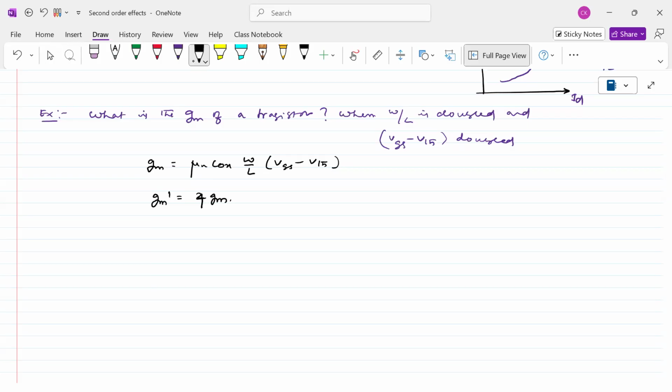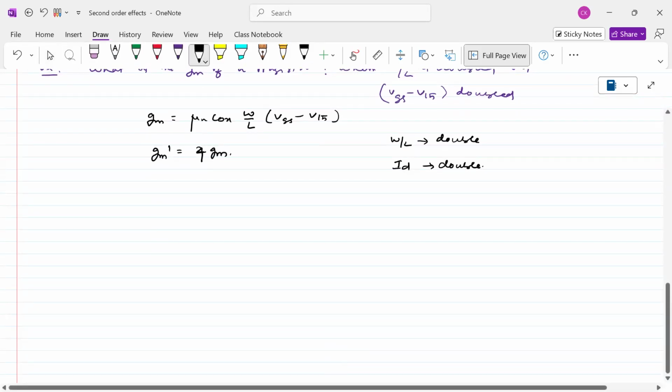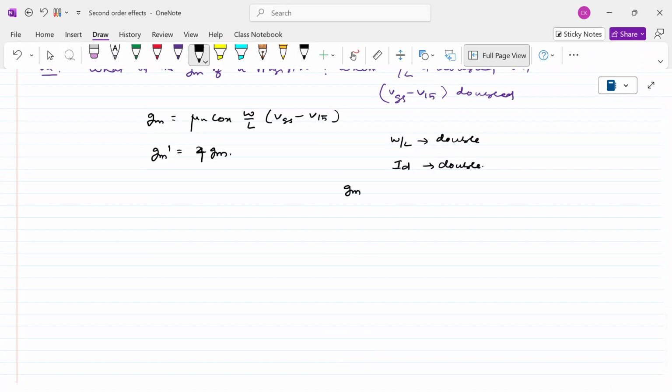For example, what is the GM if I increase the W by L ratio double and ID is also double? Which form is suitable in this case? The third one is suitable, right? GM is the square root of 2 times mu n Cox into W by L into ID. Therefore, the new GM is nothing but how many times?